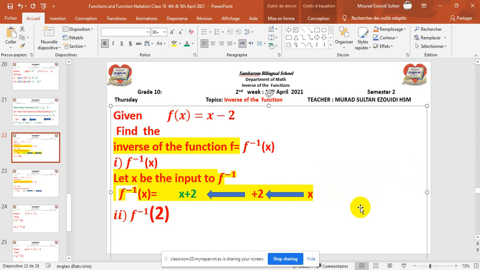Let x be the input to f negative 1, which means the input to the inverse function f. f minus 1 of x equals, here you will start from that. You will make this the input. Then this is minus 2, you will make it plus 2.